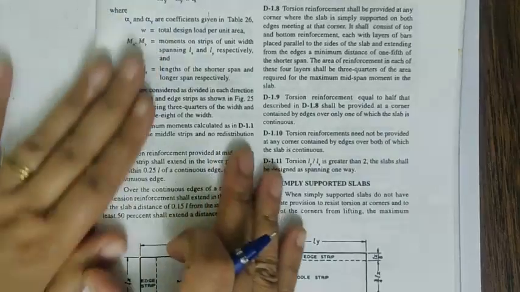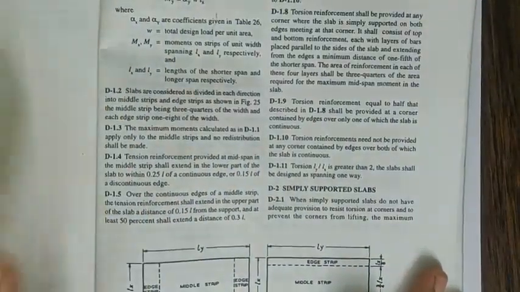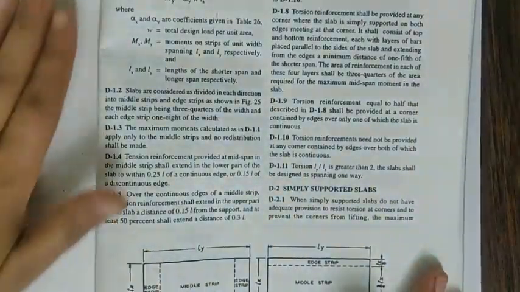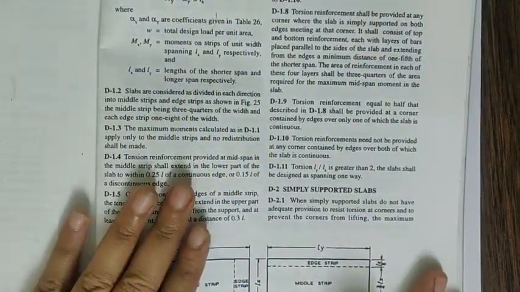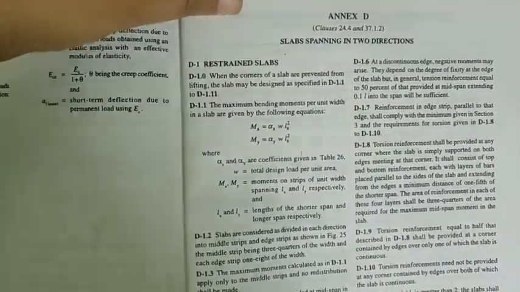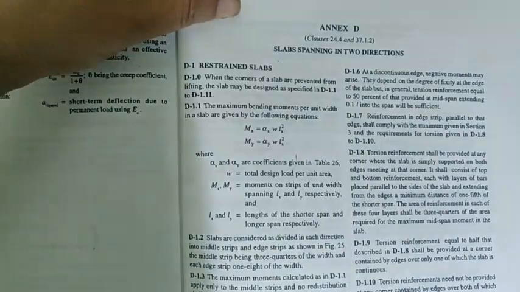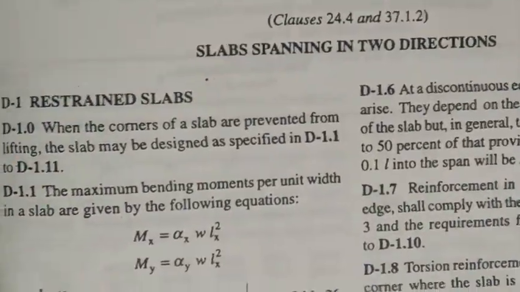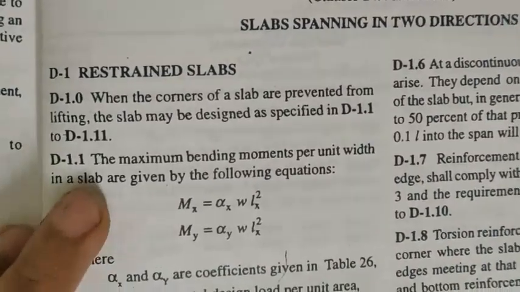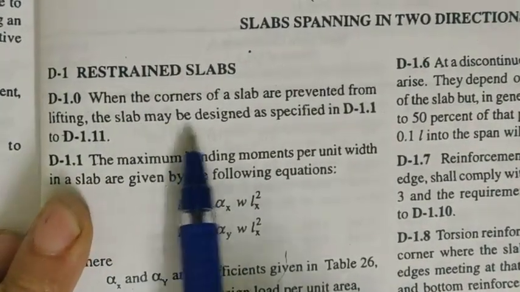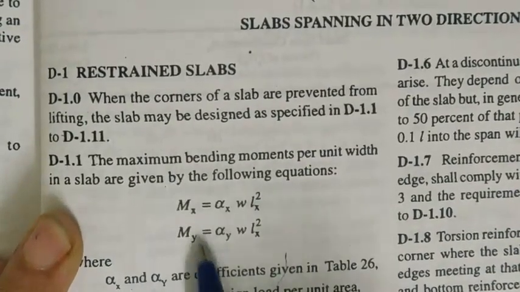Is it okay? Because this is quite a lengthy procedure, I will be devoting this part of the lecture to just defining the procedure that is given here. Now what does the first thing in the clause say? You see that these are the restrained slabs. When the corners of slabs are prevented from lifting, then the slab is designed by this particular procedure.